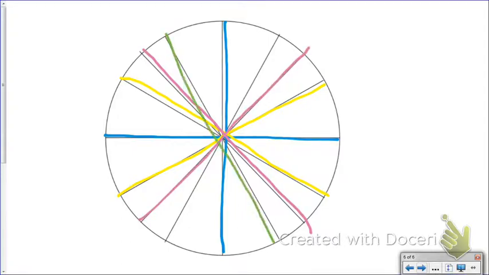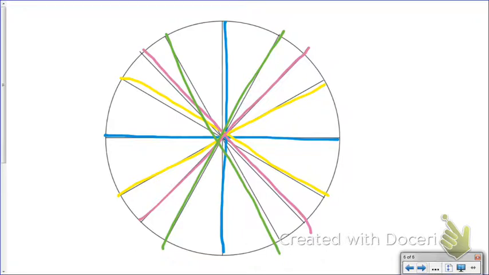The reason for that is because the angles with the matching colors all have the same reference angle. We talked about that yesterday. The reference angle is the distance between the x-axis and that terminal side. So all those green ones share the same reference angle. All the yellow ones share the same reference angle.